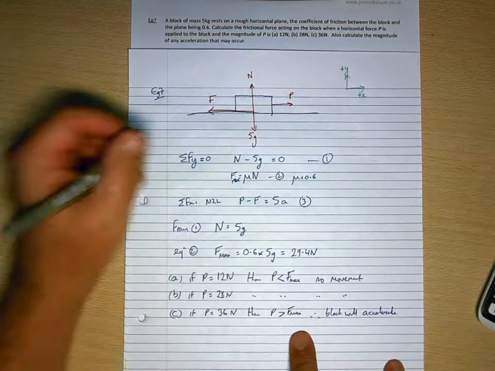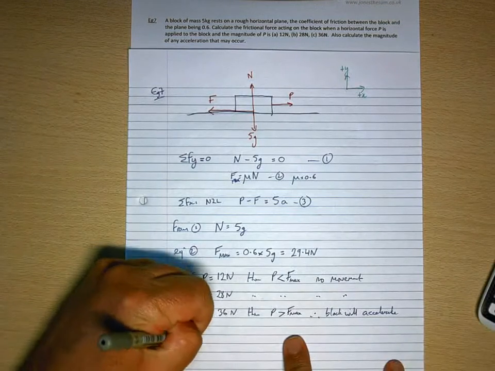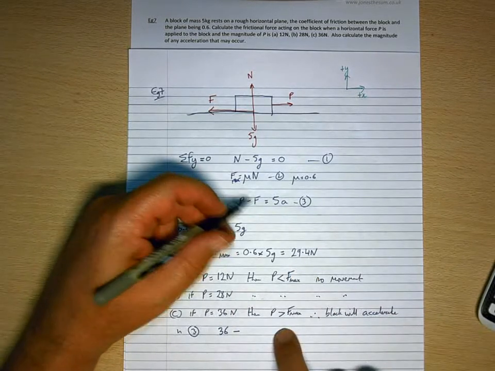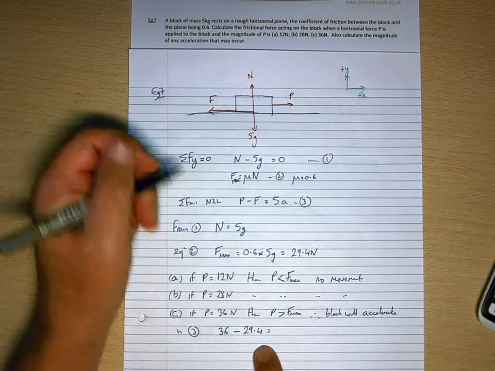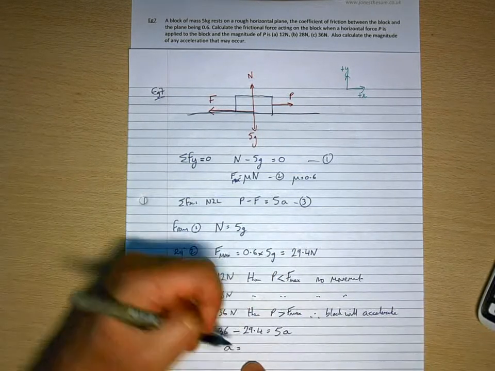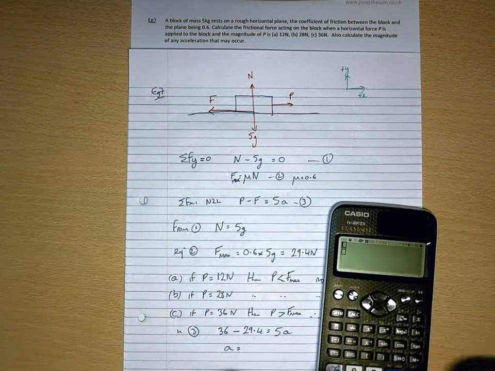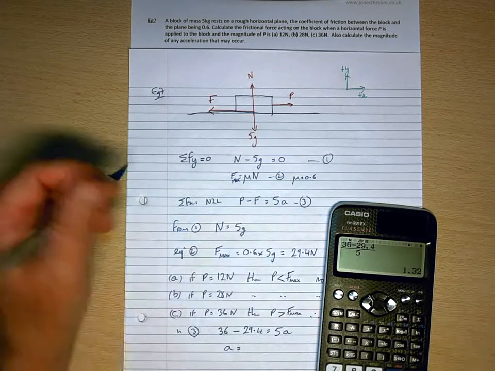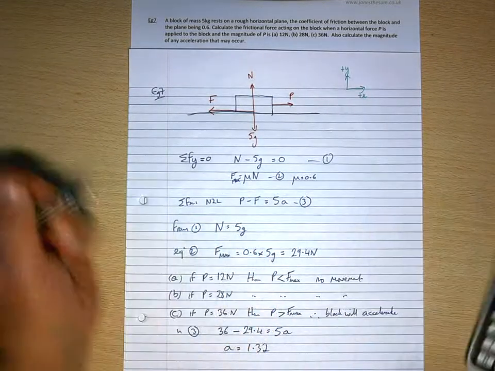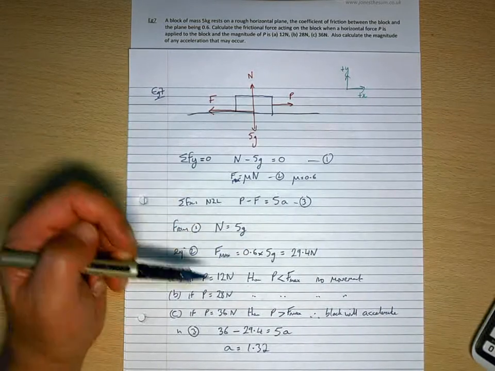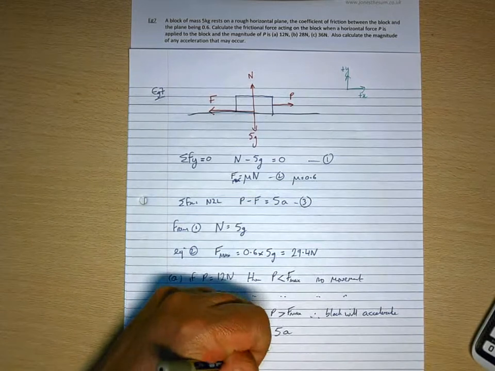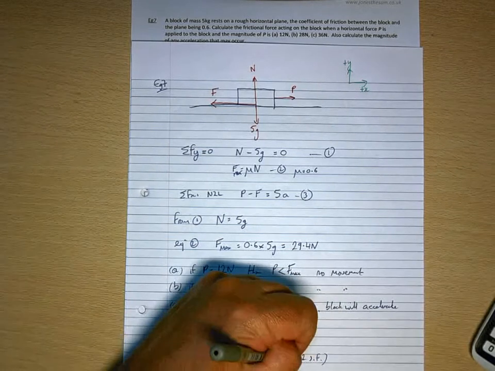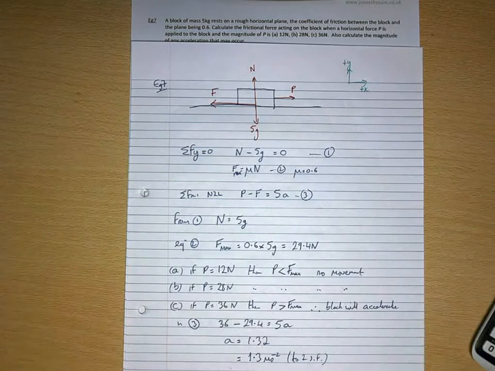So if we put that information into equation 3, we get 36 minus 29.4, which is the F max, equals 5A. So A will be 36 minus 29.4 all over 5. So 1.32. Did we use a rounded value of g? Yes, we did. So that's going to be equal to 1.3 meters per second squared to 2 SF. Okay, so that's Eg7.